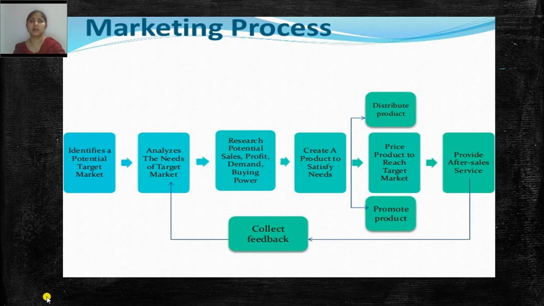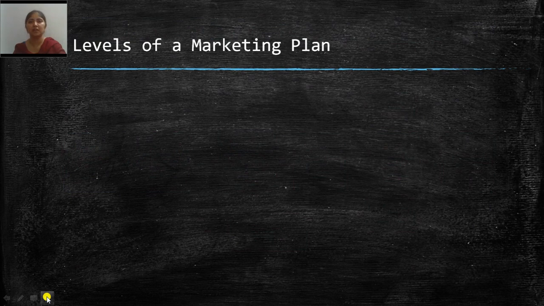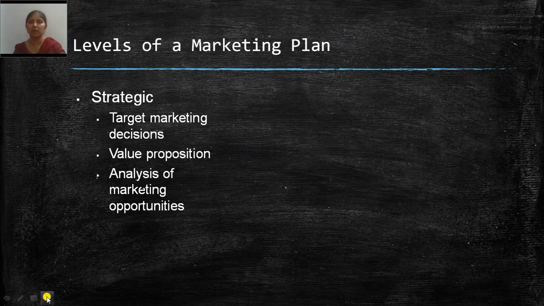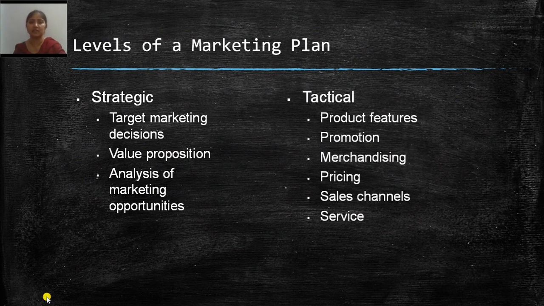Now, as far as our marketing plan is concerned, divide the process into two parts. The levels of a marketing plan are two. One is strategic and the other is tactical. At the strategic level, you need to decide the target marketing decisions, value proposition and the analysis of marketing opportunities. As far as the tactical level is concerned, you need to make your 4P decisions very correctly: the product features, promotion, merchandising, pricing, sales channels and service part.